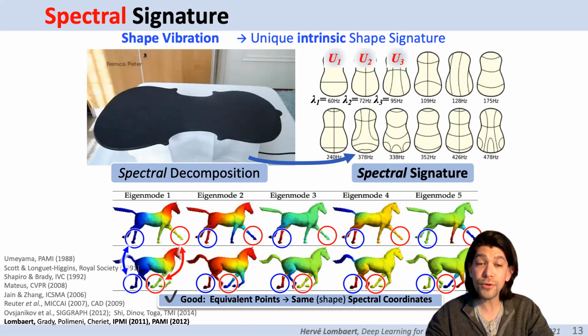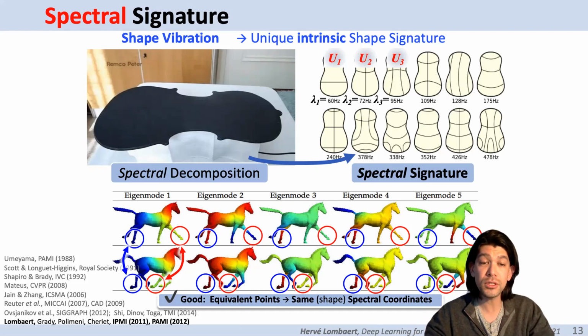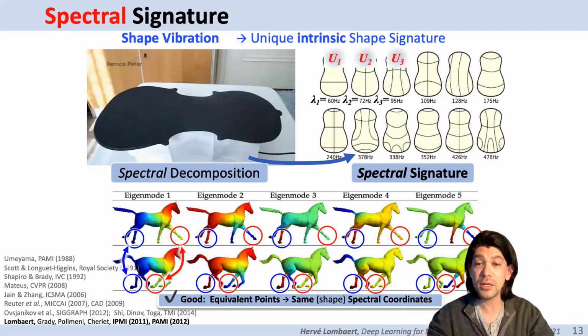If you move those x, y, z coordinates a lot, it becomes hard to find a matching using them, because the points move a lot. But using those vibration characteristics, they are exactly the same whatever the positions of the legs are. So that's a very strong property, very useful for matching problems.